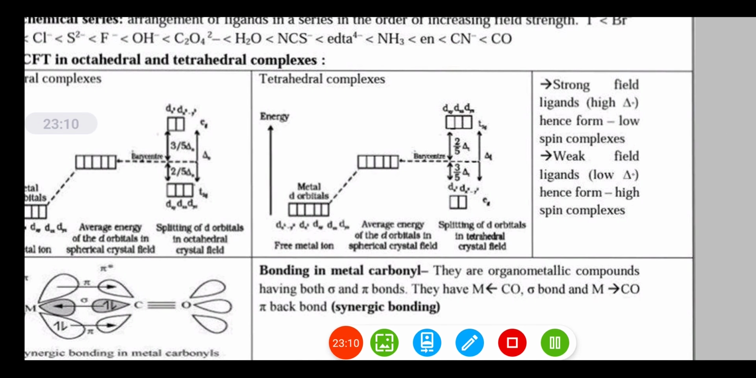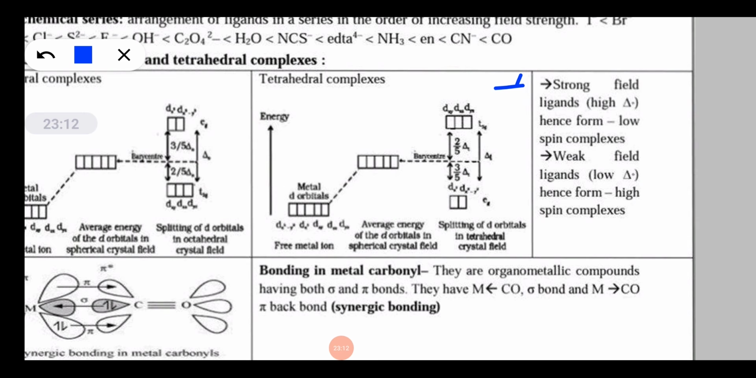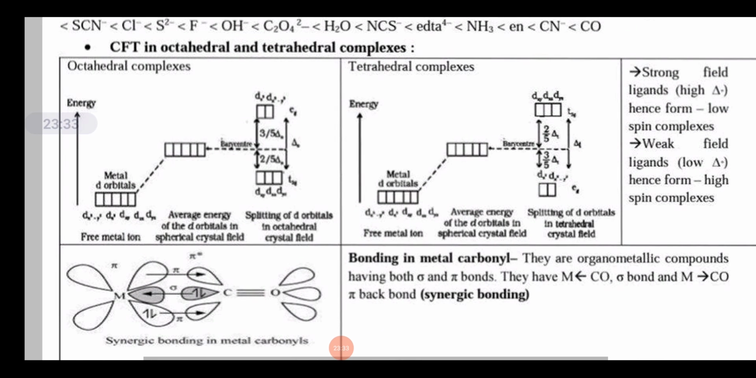Now one important point is written here: strong field ligand, high delta naught, and hence forms low spin complexes. If the field strength is strong, it will form a low spin complex. The concept here is the same as we studied in VBT. A weak field ligand will form a high spin complex, because it cannot cause pairing, therefore it forms a high spin complex. So this is about the crystal field theory.